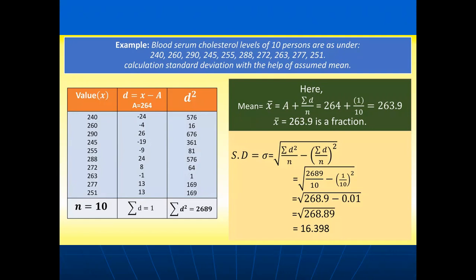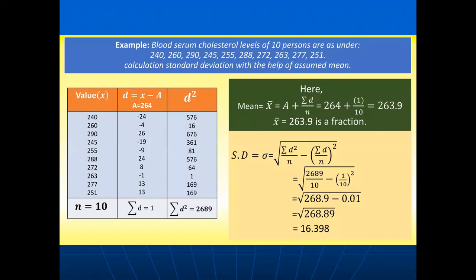So blood serum cholesterol levels of 10 persons are taken as 240, 260, 290, 245, 255, 288, 272, 263, 277 and 251. So calculation of standard deviation with help of the assumed mean. So in case of the assumed mean, now we have to assume some number and we have to calculate the mean. So assumed mean can be calculated as x bar is equal to a plus of sigma d divided by n.